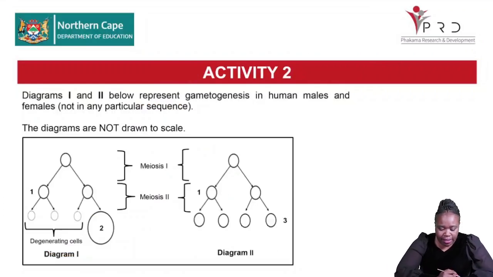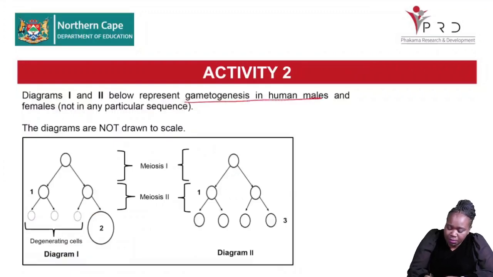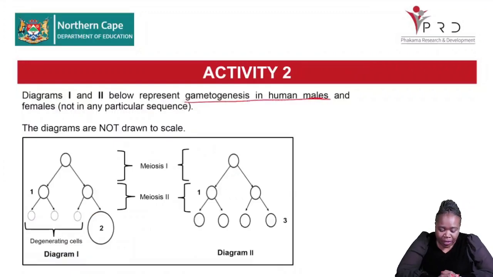All right. Next question, it says diagrams 1 and 2 below represent gametogenesis in human males and females, not in any particular sequence. The diagrams are not drawn to scale. Now we have diagram 1 and diagram 2. From what we just learned, you should be able to identify which one represents spermatogenesis and which one represents oogenesis.